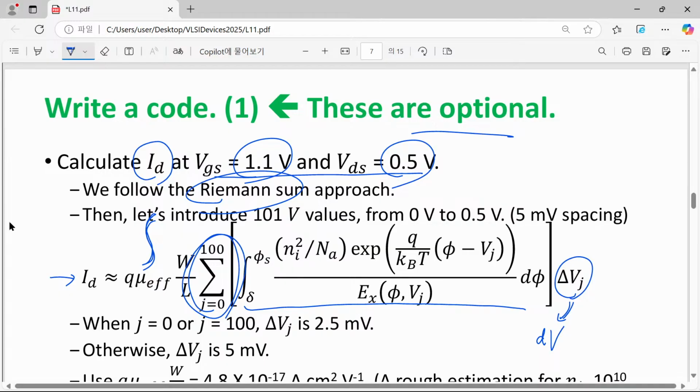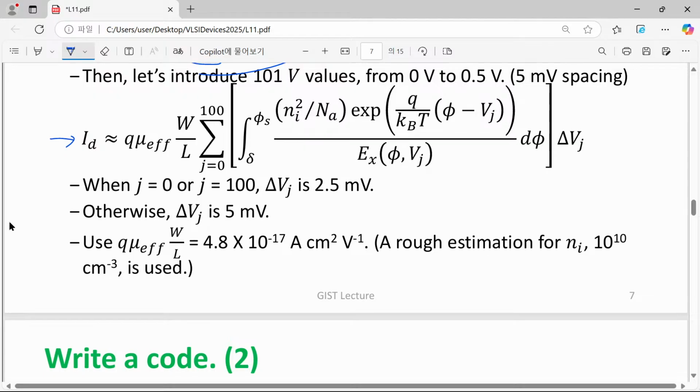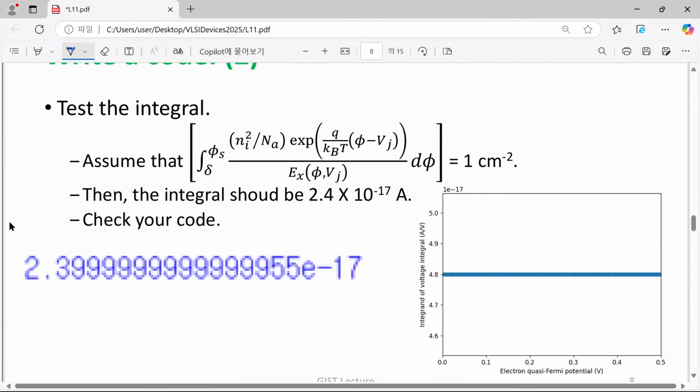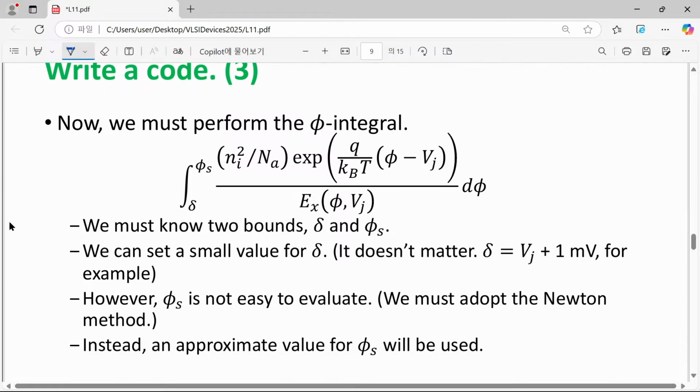The dV integral is just converted into a Riemann sum, and you can easily implement it by yourself. Then please check whether your integration can be done correctly. I assume that you can do it without much difficulty. After that, since this dV integration can be easily done by Riemann sum transformation, the only remaining task is this inner integral over potential.